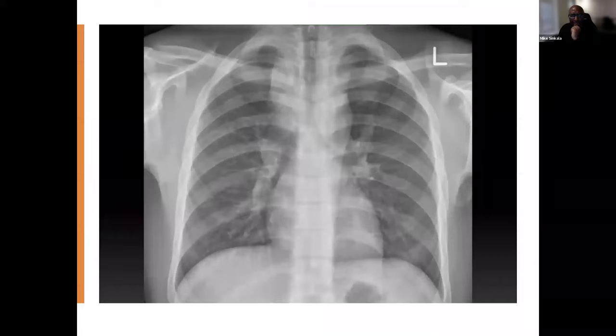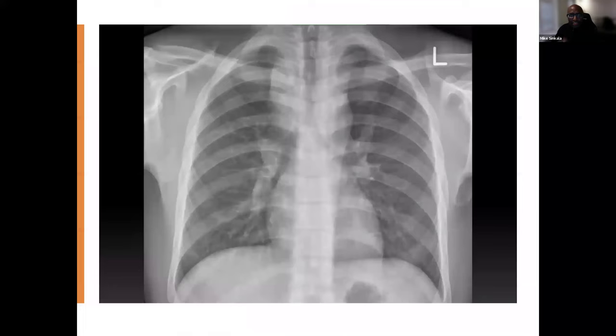Look at this picture again. We do have a widened mediastinum here. Widened mediastinum is quite common to see in young people, pediatrics. Or it could be just an enlarged retrosternal goiter, which could be causing this kind of appearance.